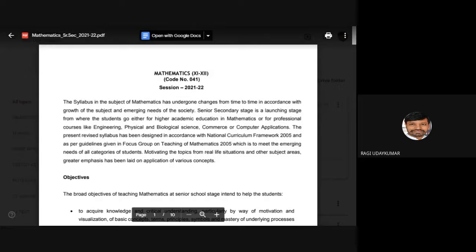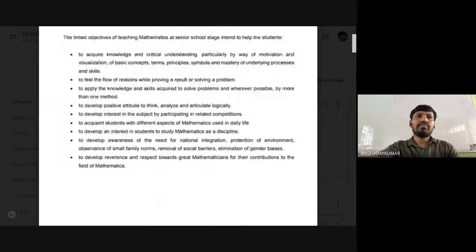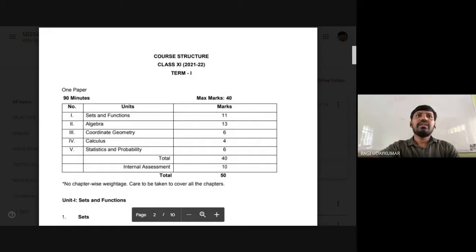Class 11th and 12th mathematics code is 041. Your mathematics code is 041. Here it is given that two terms will be given to you. In class 11th, see here, I am going to explain the course structure to you.